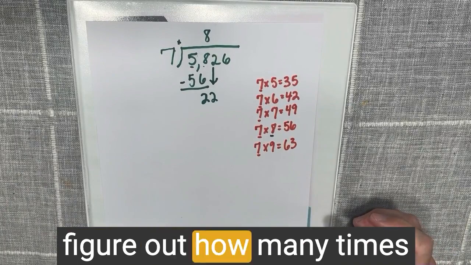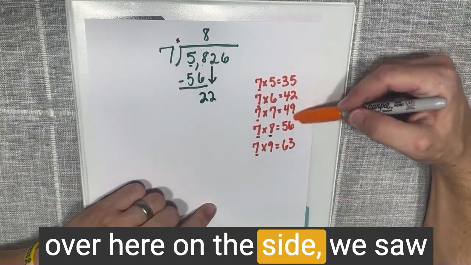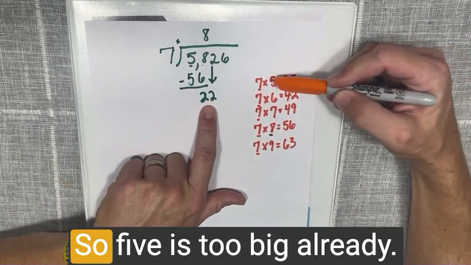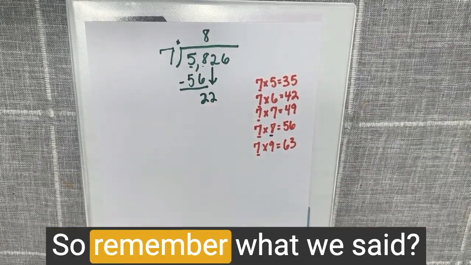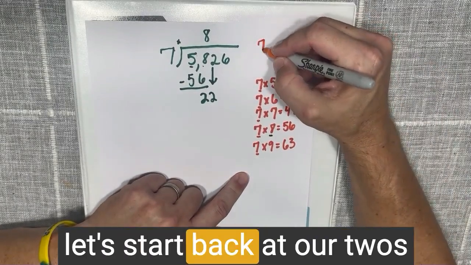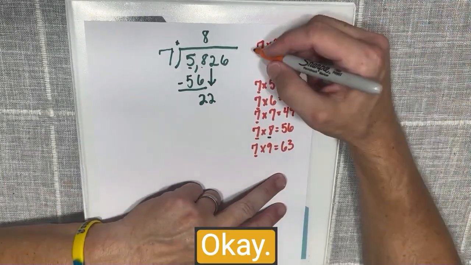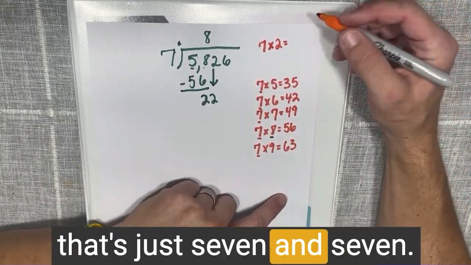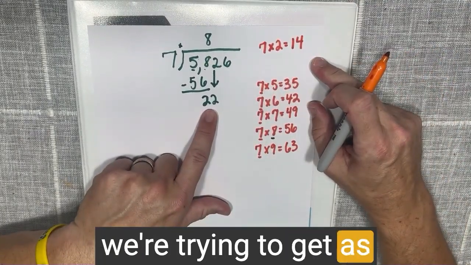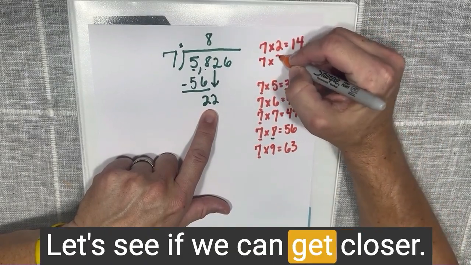So now I'm going to figure out how many times 7 can go into 22. Now, all this work that we did over here on the side, we saw that 7 times 5 is 35, and that answer is too big. Okay, so 5 is too big already. Okay, so remember what we said: if those multiples are too big, let's come back up here and start back at our 2s because a lot of students feel a lot more comfortable multiplying by 2. Okay, now 7 times 2, that's just 7 and 7. That will be 14. And remember, we're trying to get as close to 22 as we can. So let's try what 7 times 3 would be. Let's see if we can get closer.